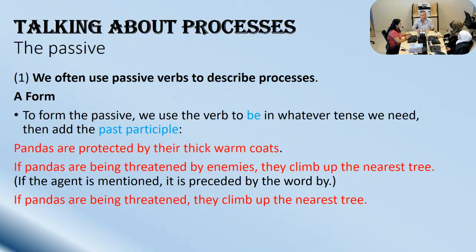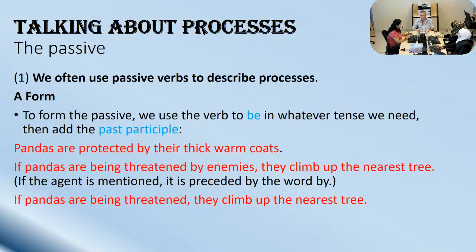To talk about processes, we use the passive because the subject is not important. So we use the passive when the subject is not important or is unknown. So we use the passive verb to describe processes. How do we use it? Or when the focus is on the object, not on the doer of the action.